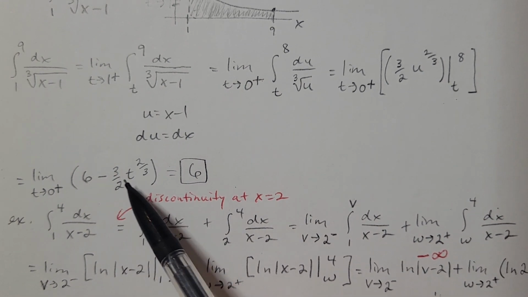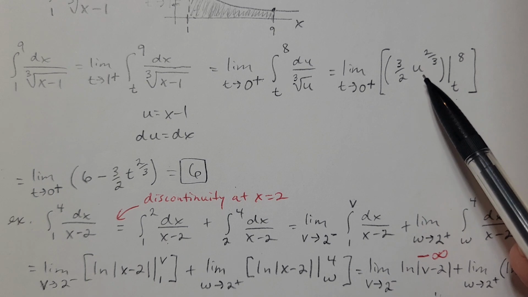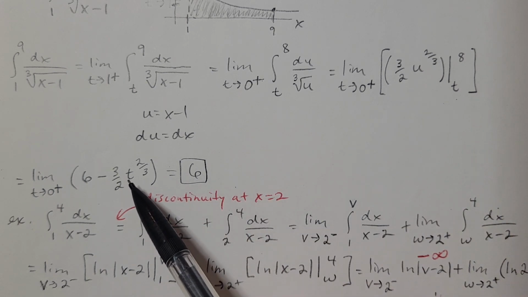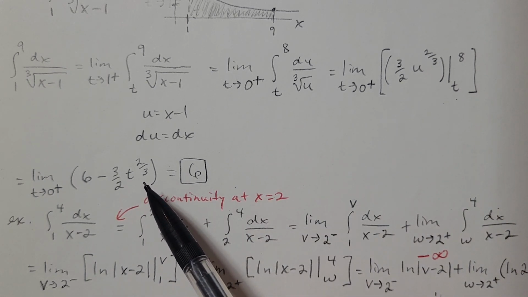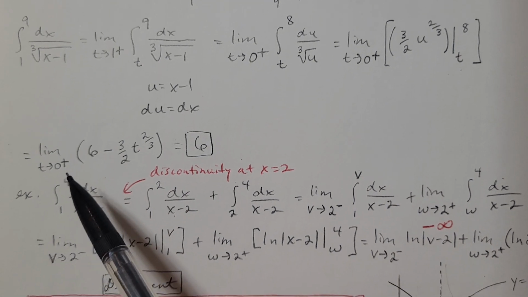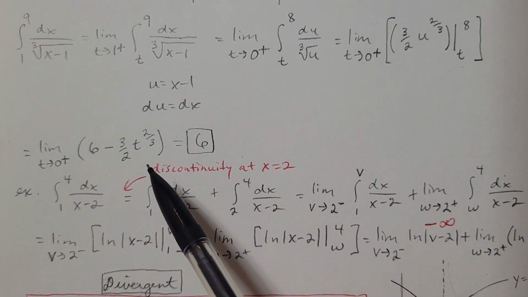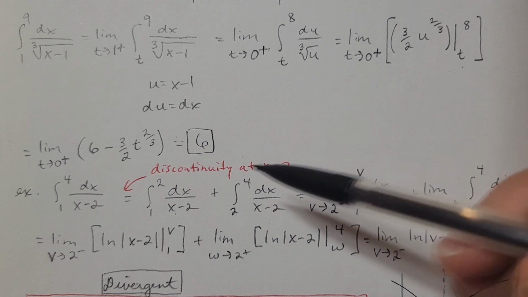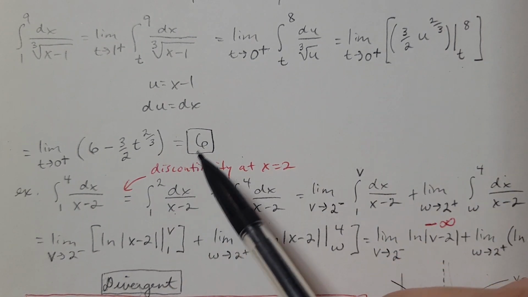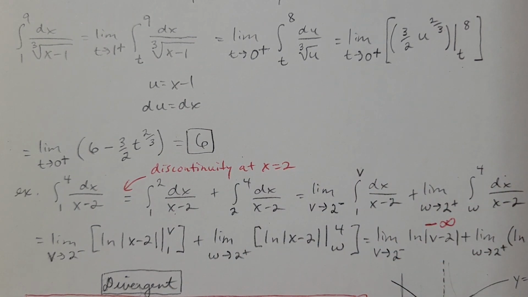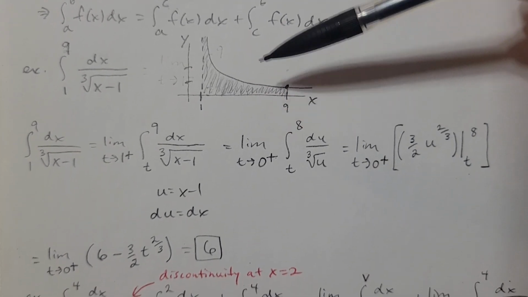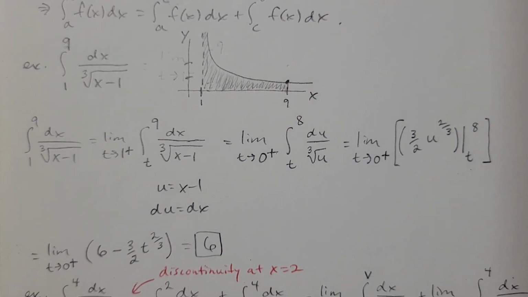Okay? And then minus, when I plug in t, I got a minus 3/2 t to the 2/3 power. I'm approaching 0 from the right. So at this point, now I can just plug in my bound, and I get 6 minus 0 is 6. Okay, so this infinite region here actually has a finite area of 6. Okay, and so that would be an example of a convergent integral.